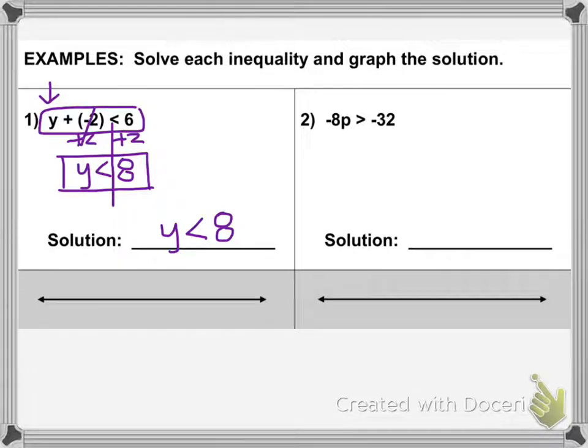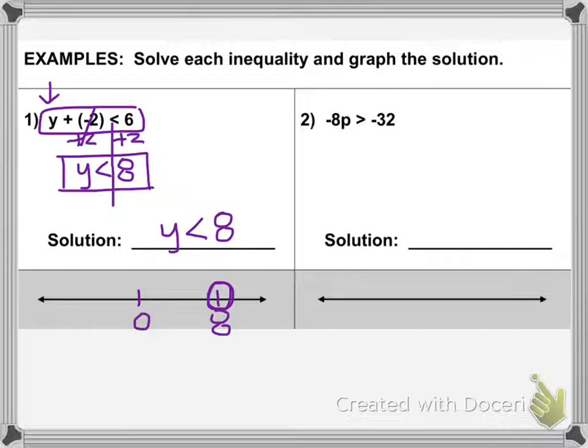So to graph it, Mrs. D just wants you to do 2 numbers on your graph. You always want to have 0, and then you want to have the number that you're less than, greater than, or less than or equal, or greater than or equal to. On the number line, negatives are on the left, positives are on the right. So I'm going to put the 8 on the right. I don't need to include all the tick marks. We can make a simple graph. For a less than, I want you to remember that's an open dot. Open dot, do not fill it in.